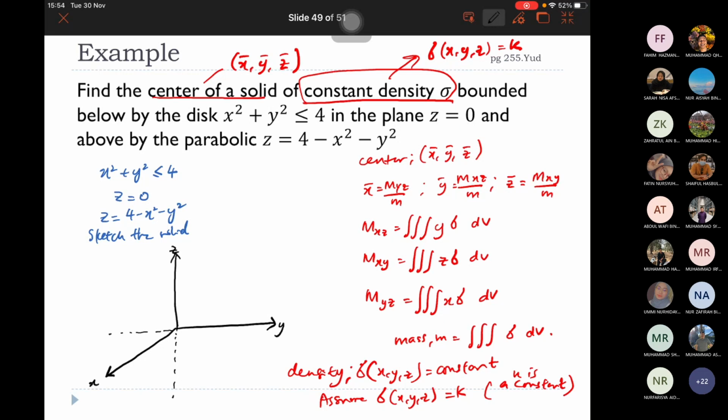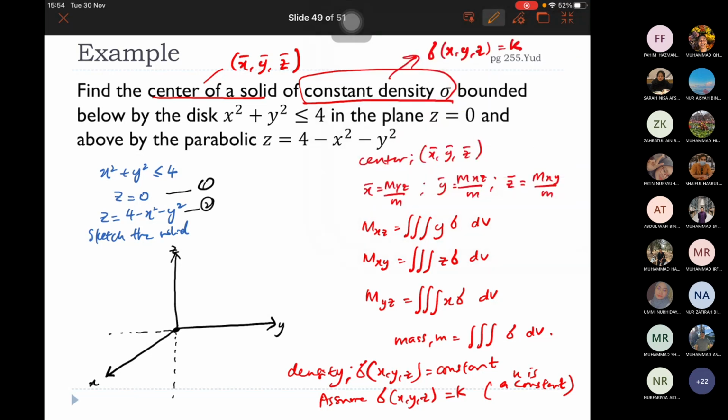So kita ada Z sama dengan kosong, that mean dekat bawah ni. Okay, plane Z sama dengan kosong. Z sama dengan 4 tolak X squared tolak Y squared. That mean persamaan 1, persamaan 2.